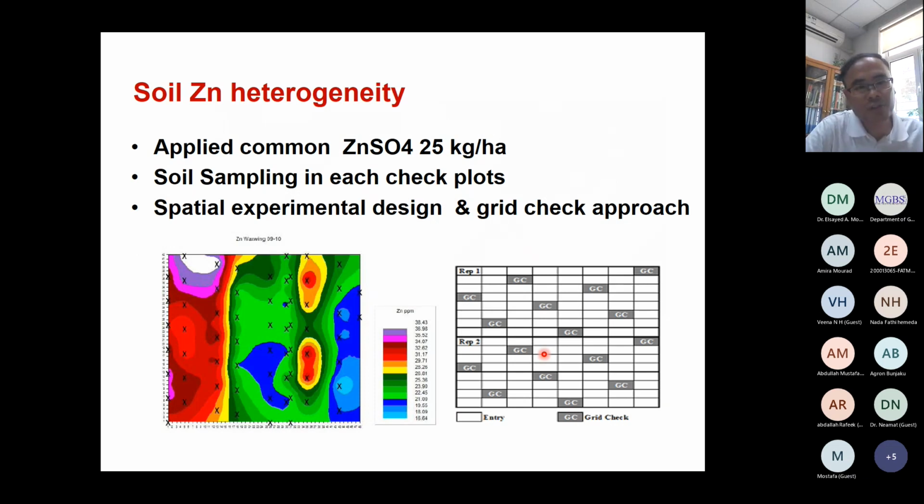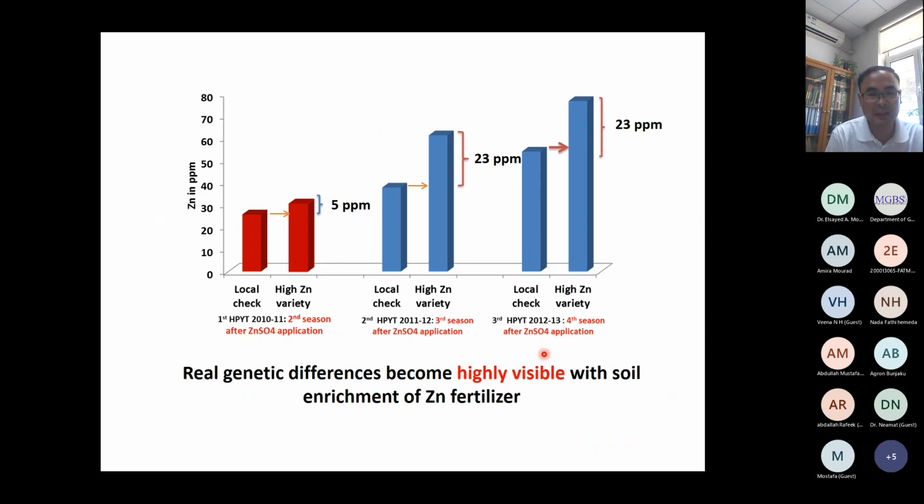The second issue is soil heterogeneity. If the soil is not uniform for zinc, then the genetic studies cannot be done. All the data is not appropriate and cannot be used. So CIMMYT has applied common zinc fertilizer year by year to homogenize the soil for the genetic studies. I think it is very important for research on this micronutrient element. The real genetic differences become highly visible with soil enrichment. You can see where the fertilizer is not used.